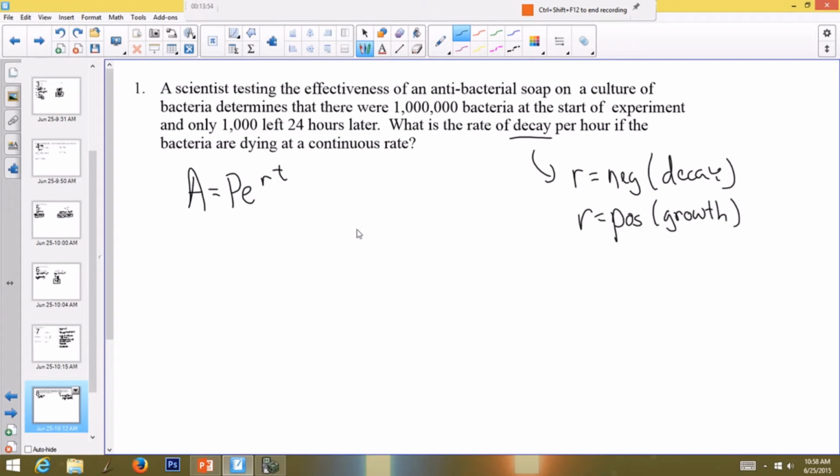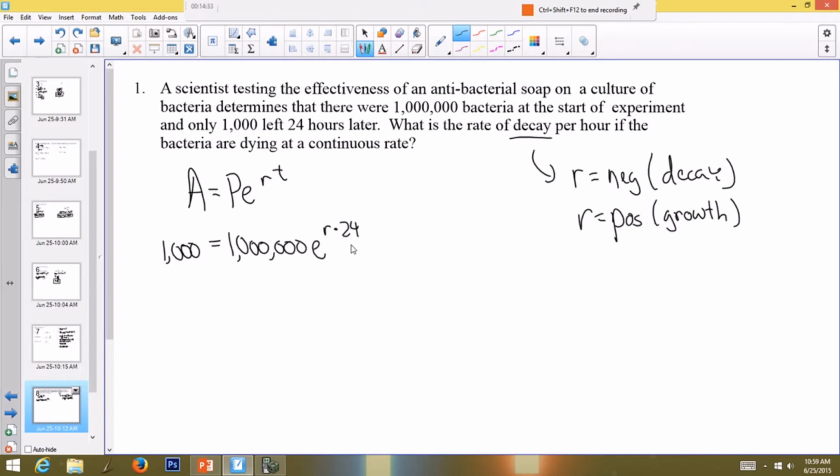All right. So just going through and labeling stuff. Since I have 1 million bacteria at the start, I'm assuming that is my P, so we'll put 1 million in there. And there are only 1,000 left, so there's my final amount. 24 hours later, there's my time, so I need it to be 24. 24 at what rate? I'm looking for r. Check that out, I filled everything in. Okay, so let's solve this thing.